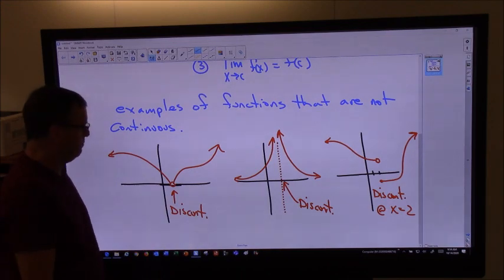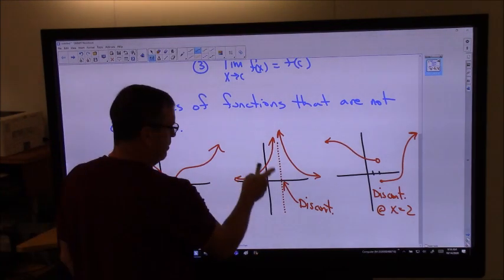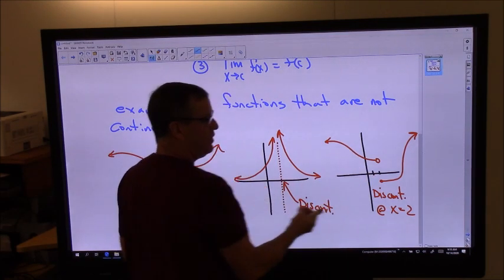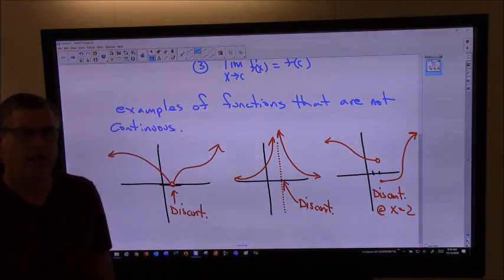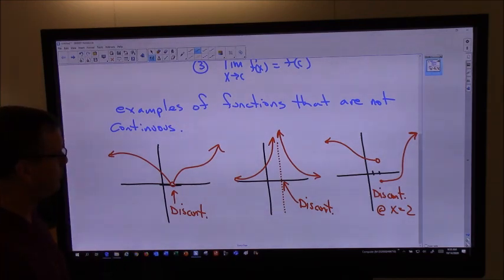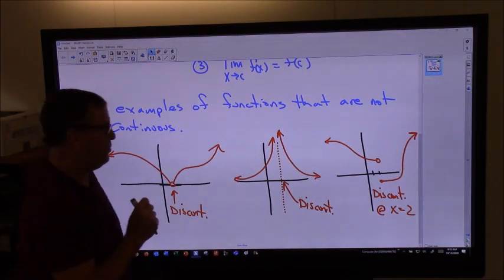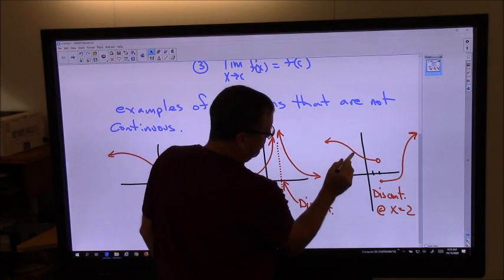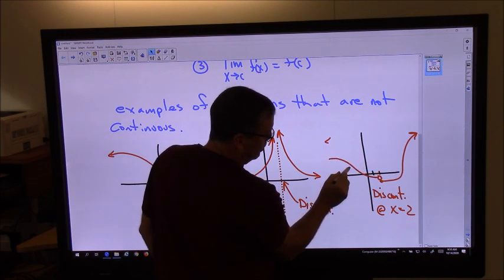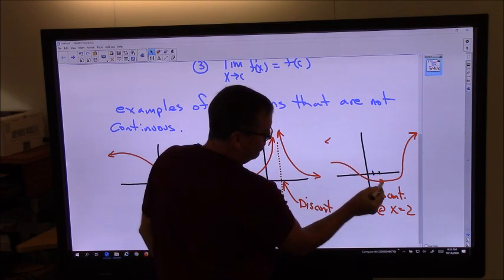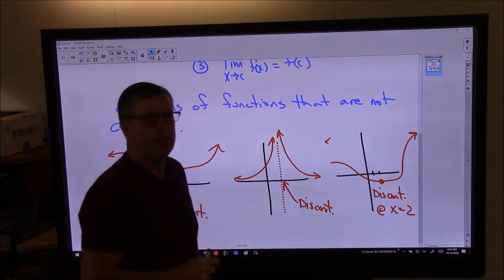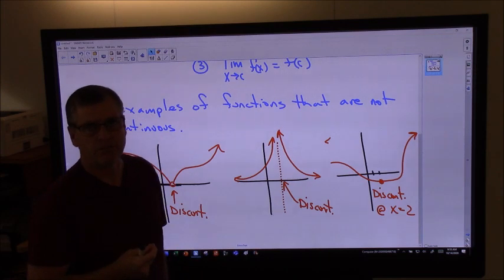Right? So a hole in the graph, asymptote, or maybe a piecewise function where those two sections don't touch, that would be considered discontinuous. All right, so I want to just kind of clarify one thing here. If I was able to take this curve right here and slide it down to the point where that open circle got filled in by the other piece, now that function would be continuous.